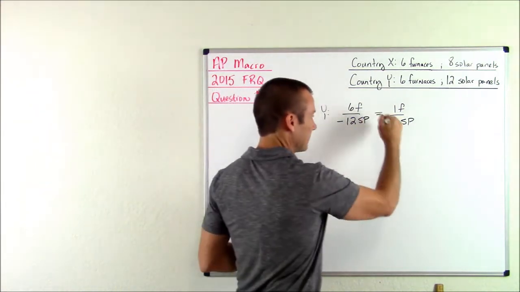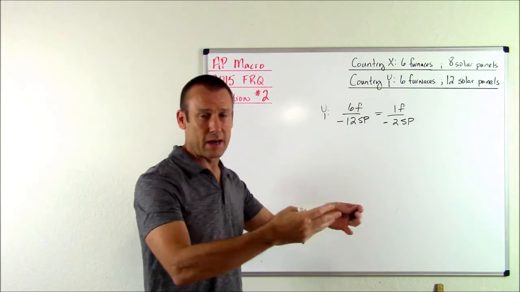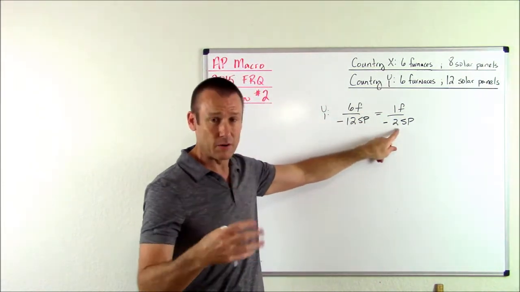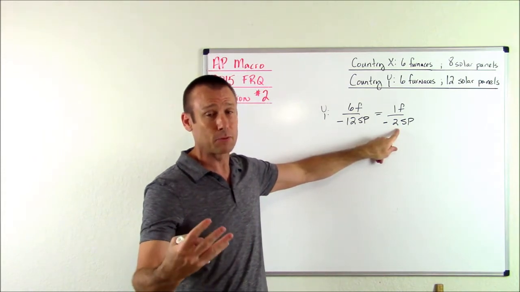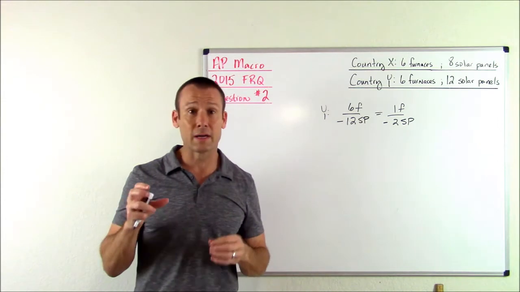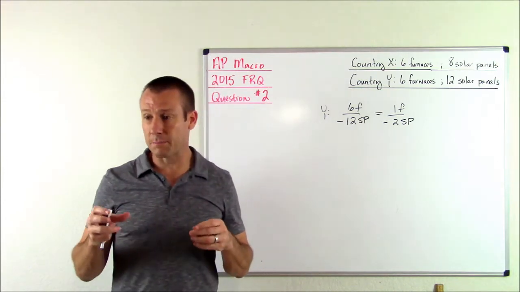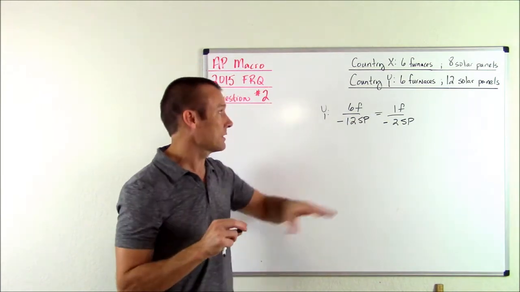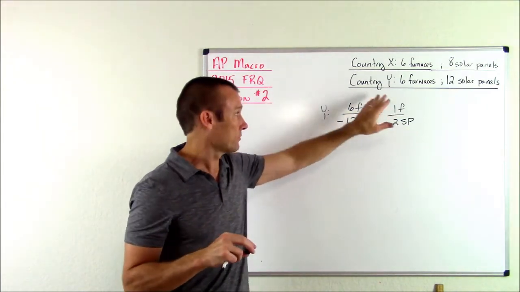Now guys, this is the answer, but I would go ahead and write it out in long form, right? When country Y makes 1 furnace, they give up, their opportunity cost is 2 solar panels. Moving on to C. Which country has the comparative advantage in producing furnaces? Explain. Okay, so we've already got the opportunity cost for furnaces for country Y.